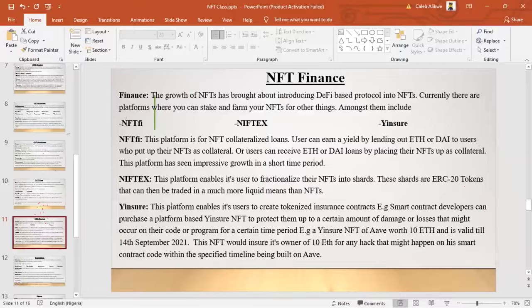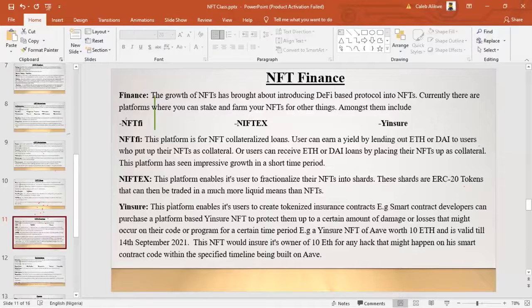Then there's NFTX. This platform enables people to fractionalize their NFT into shards. These shards are ERC20 tokens that can be traded in a much more liquid market than the traditional NFT. So there's something that a platform called Metacartel did. They bought a large amount of people's artworks and then created a token called B20. By owning B20, you own a certain amount of the artworks that they bought. These tokens give you fractionalized shards of the NFTs that have been made.